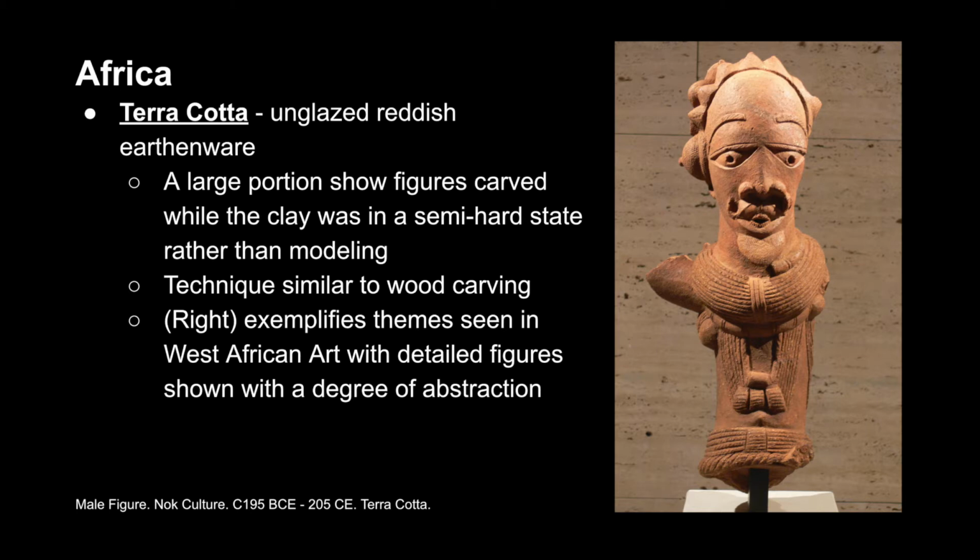This terracotta example really exemplifies themes we're going to see throughout West Africa. It has really detailed figures, but there's definitely a degree of abstraction. This figure is also actually one of the oldest examples of African art. Even though their artwork goes back much farther, there's not much evidence of it because of the perishable media that they used. But this example here is actually contemporary to the ancient Greeks and Romans.